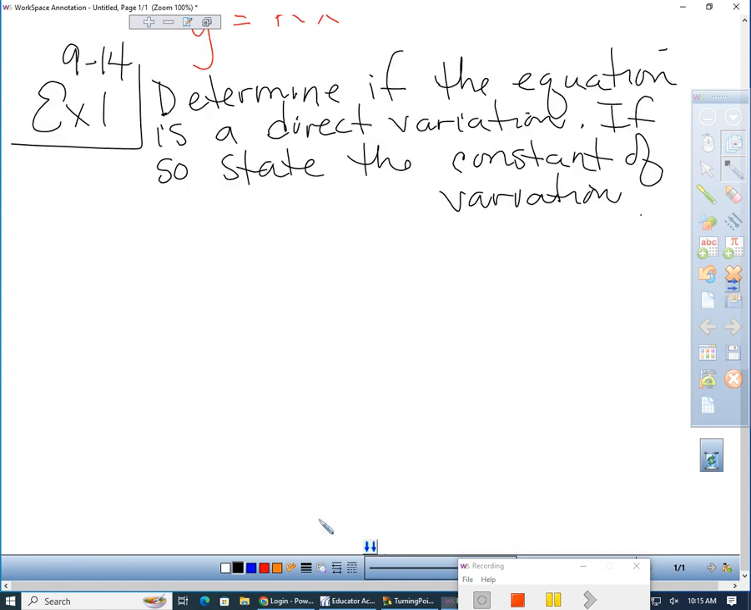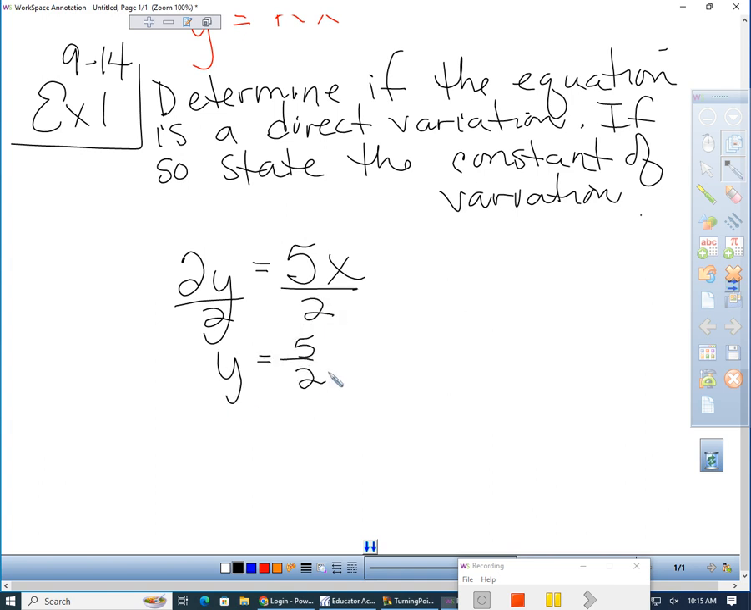So let's start off with kind of an easy one. Let's say I have 2y equals 5x. Is y all by itself yet? What do we have to do to get y by itself? Okay, so we divide both sides by 2. We get y equals 5 over 2x. Is this in the form y equals kx? Yes. So we say yes, and what is k equal? 5 over 2. Perfect.